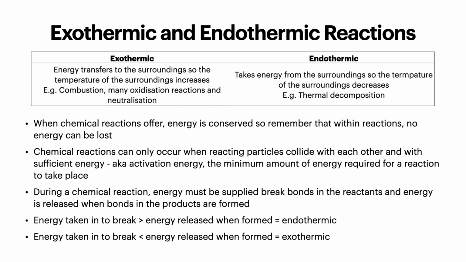So firstly, looking at exothermic and endothermic reactions. Exothermic is when energy transfers to the surroundings when a reaction takes place, so the temperature of the surroundings increases. Examples of this are combustion, many oxidization reactions, and neutralization. So this is when you're doing a reaction in class and you can feel the test tube getting warm. That is an exothermic reaction.